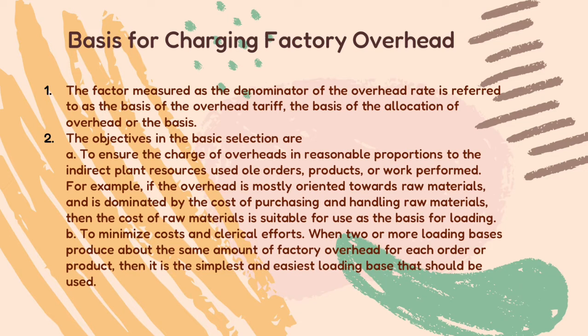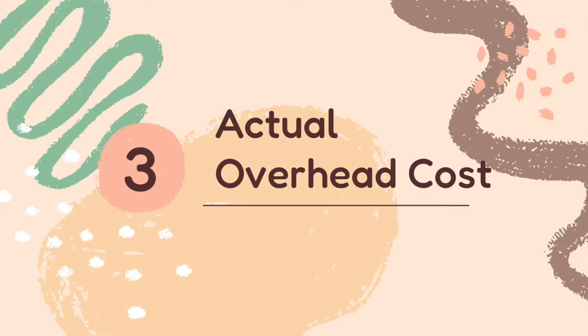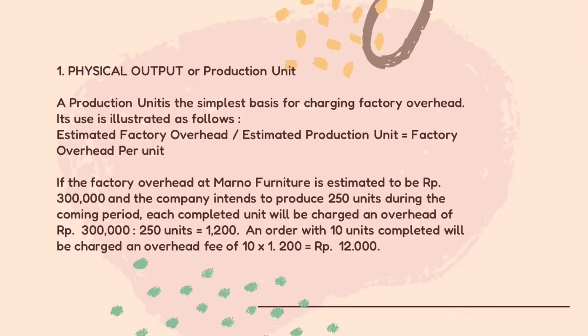B. To minimize cost and clerical effort. When two or more loading bases produce about the same amount of factory overhead for each order or product, then it's the simplest and easiest loading base that should be used. Third, actual overhead costs. 1.